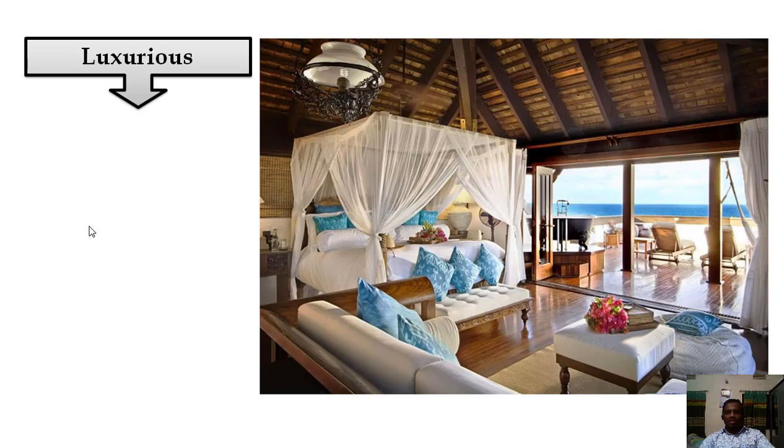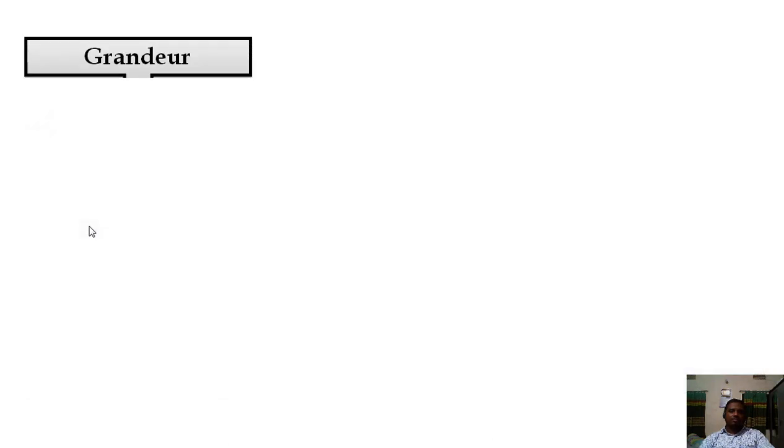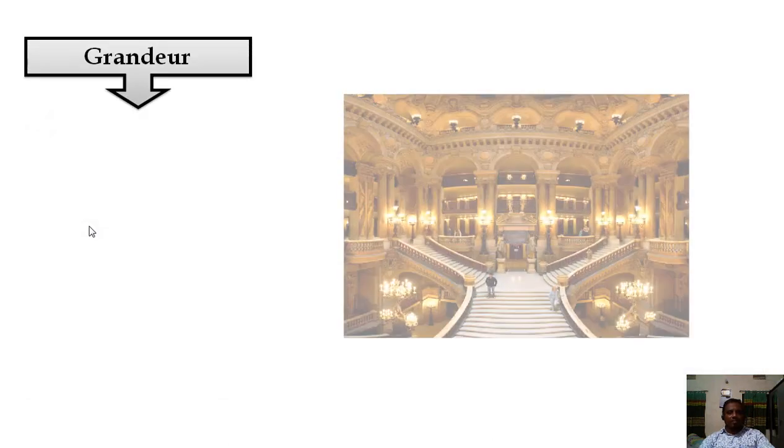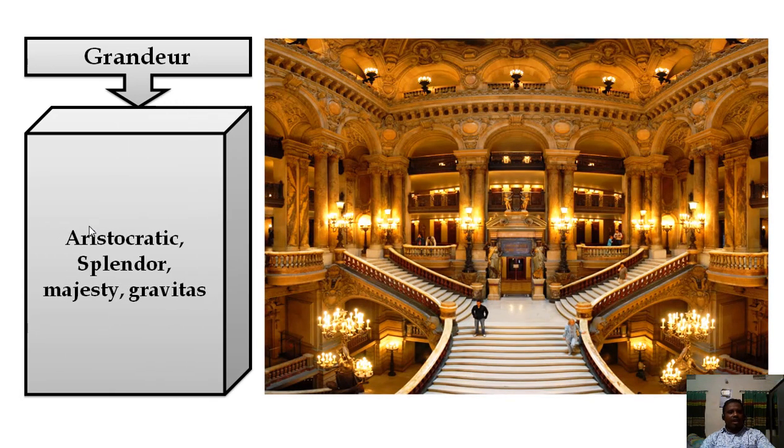Luxurious. Look at the picture, and this is the meaning: deluxe, expensive, lavish, high status. From the text, we all came to know that Bassanio loved to lead a luxurious life. Grandeur: aristocratic, splendor, majesty, gravitas.